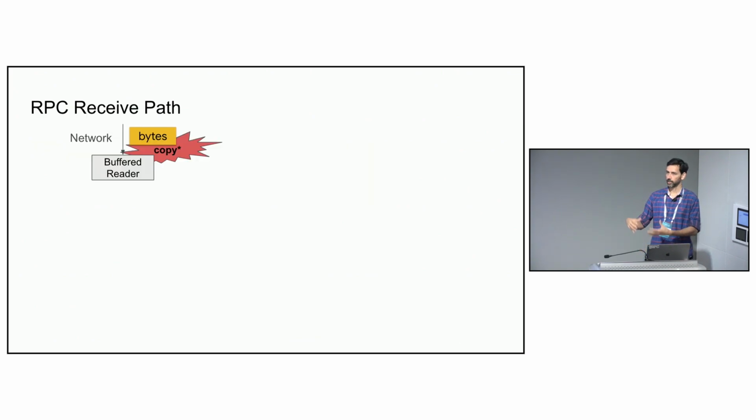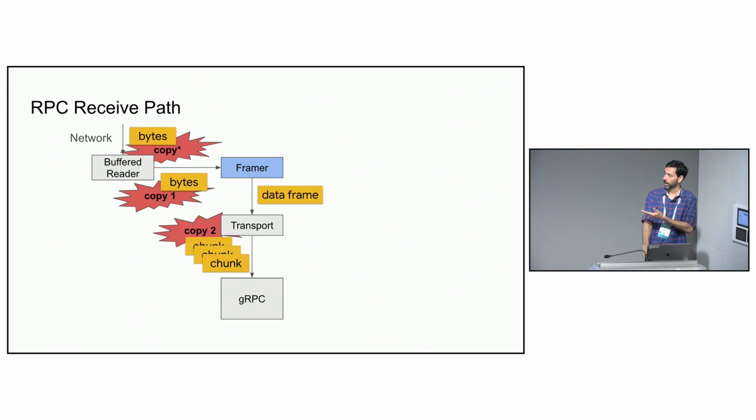Similarly, on the receive path, you get bytes from the network. So this copy star is unavoidable because you need to copy bytes out of the network into your application space. And then it gets passed to the framer, and the framer has a buffer. So there is a copy there. And the framer gives it to the transport. And at this point, the transport has to make a copy because the framer has a single buffer.